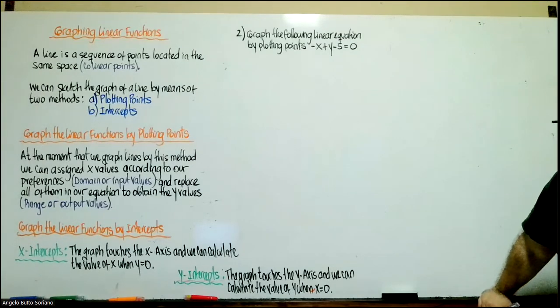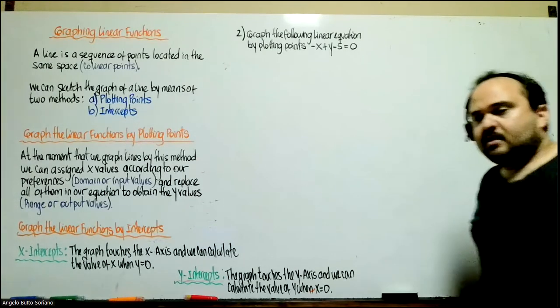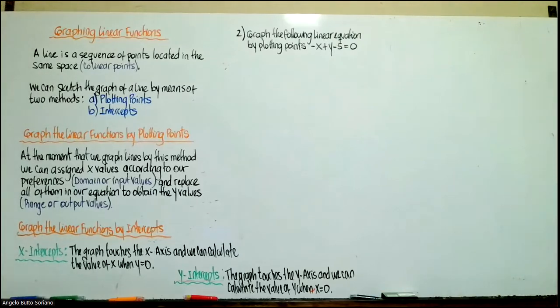The name of this equation, negative x plus y minus 5 equals 0, is the general form of the equation of the line. Remember, in step number 1, we're supposed to solve for y in the equation. Okay, remember, we must know the rules of transposition of terms. Everything adding passes to subtracting. Everything subtracting passes to adding. Everything multiplying passes to dividing, and everything dividing passes to multiplying.